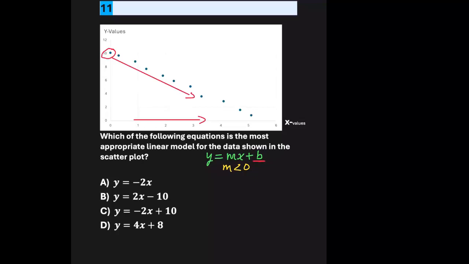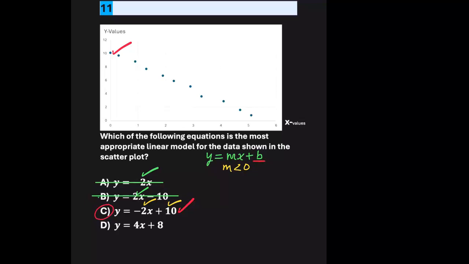So let's go through the multiple choices. Choice A has a negative slope. Remember, the coefficient of x is the slope, and we said the slope of this graph is negative. Choice A has a negative slope, but it doesn't have a y-intercept, so we cross that out. Choice B has a positive slope right here, so we're going to cross that out. And choice C has a negative slope and a positive y-intercept. The y-intercept is around 10, so it's going to be positive 10. So the answer is right here.